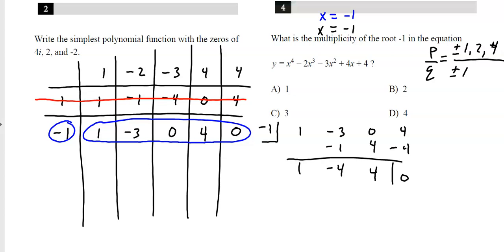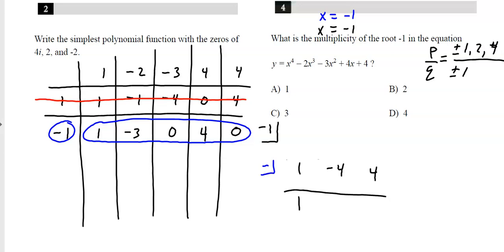All right. Well, we have something we can try again. Let's try this one right here and see if -1 works again. It worked once, it worked twice. Who knows? Maybe it'll work 3 times. Let's see what shakes out. Slide the 1 down. -1 times 1 is -1. Add together, I get -5. -1 times -5 is 5. Add them together, get 9. So it doesn't work there. So I believe that it's going to have a multiplicity of 2. I think there's 4 zeros, and it looks like -1 worked twice.